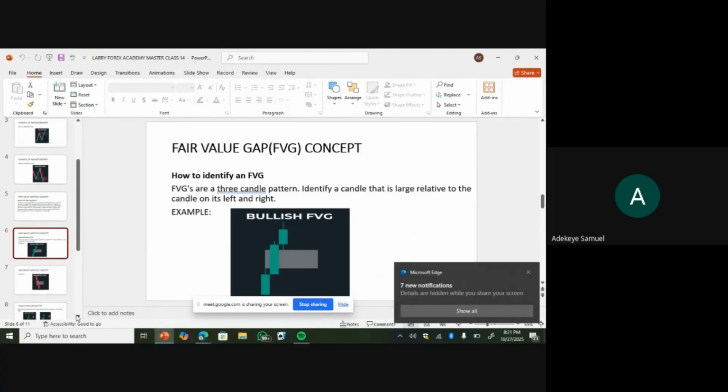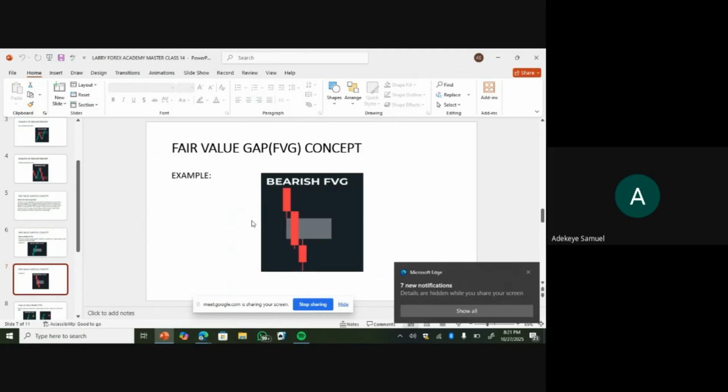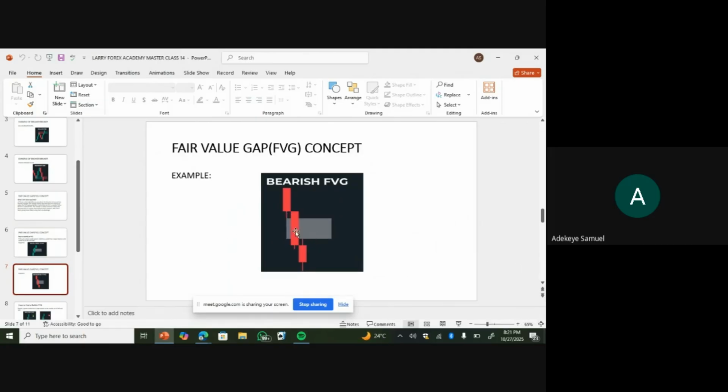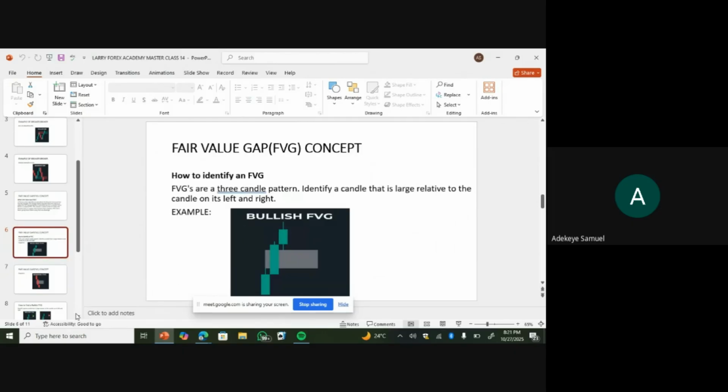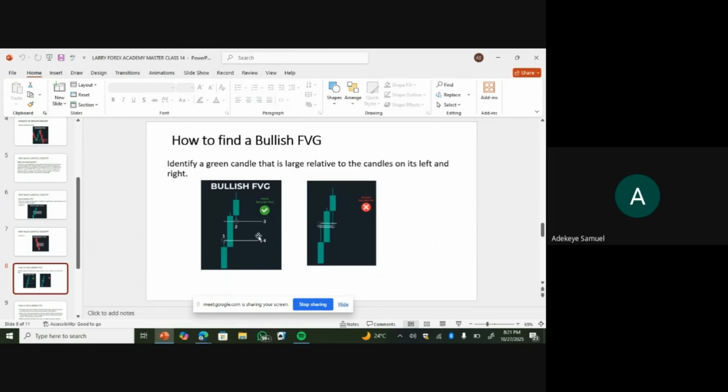And for the bearish fair value gap, can you see it's still the same terminology, just a different direction, bearish, bullish? Now this is sell, and this is buy. Now this is the valid fair value gap. This is what we call an inverse fair value gap.